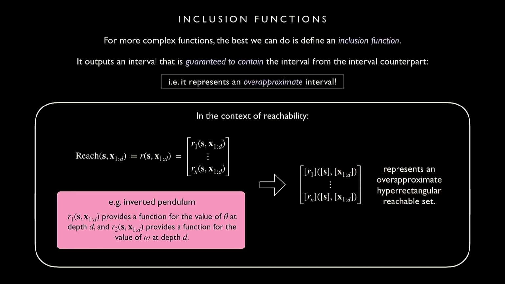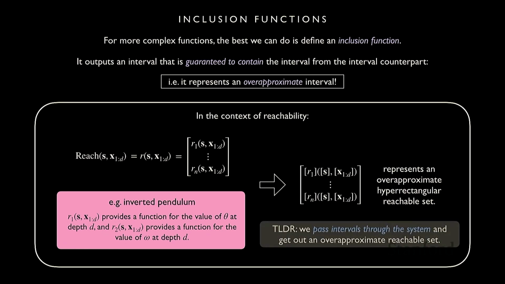But if we do it like this, then we can define inclusion functions for each of those reachability functions, R1 through Rn, and that's going to get an over-approximate hyperrectangular reachable set, because we're going to get an interval over the possible values for every single state variable. When we take the Cartesian product of those, we get an interval box, or a hyperrectangle, and that will give us an over-approximate hyperrectangular reachable set. What questions do you have on that?